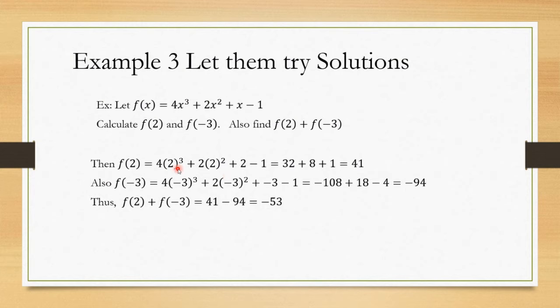Now what is this? Well, 2 cubed is 8. 8 times 4 is 32. 2 times 2 squared, right? Well, 2 squared is 4. 4 times 2 is 8. And 2 minus 1 is 1. If you add all these, you get 41.